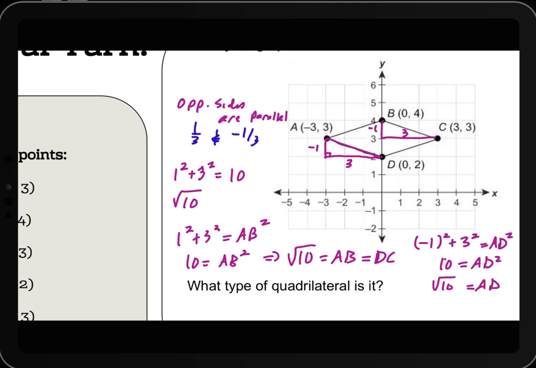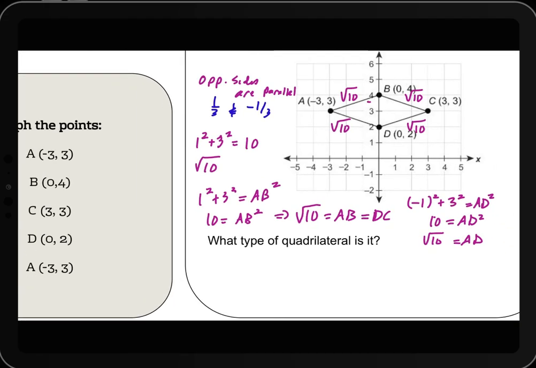So therefore, because of that, we know that the length of AD is going to be the square root of 10, just like AB was. And this, of course, will be the square root of 10. And likewise, this was 1 and 3 as well. So that means that you're going to get the square root of 10 for that side. So all four sides are congruent, right? So we have opposite sides that are parallel and congruent.